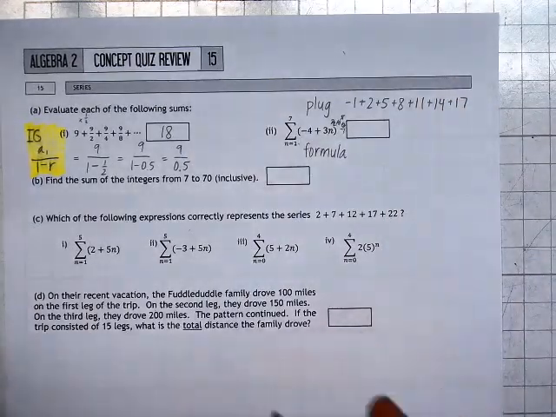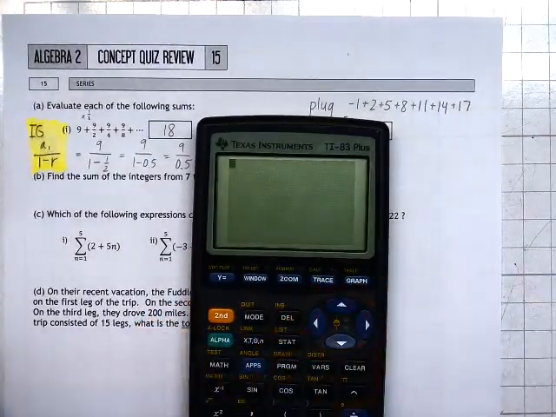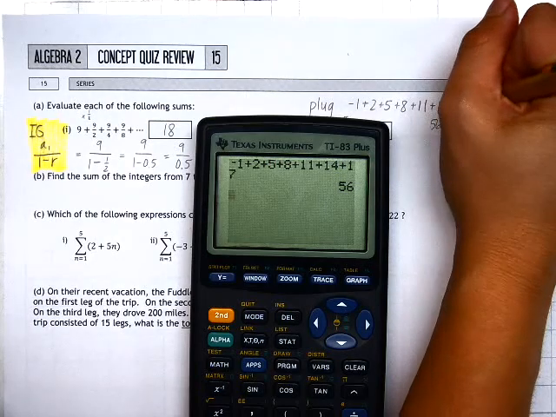Technically, sigma tells us to stop after the 7th term, so I'm done plugging things in. But now I've got this whole series of numbers, which simply means I need to add them up. Generally, at this point, this is a calculator issue. So using your calculator, you can plug in negative 1 plus 2 plus 5 plus 8 plus 11 plus 14 plus 17, and you end up getting your sum, which should be 56.